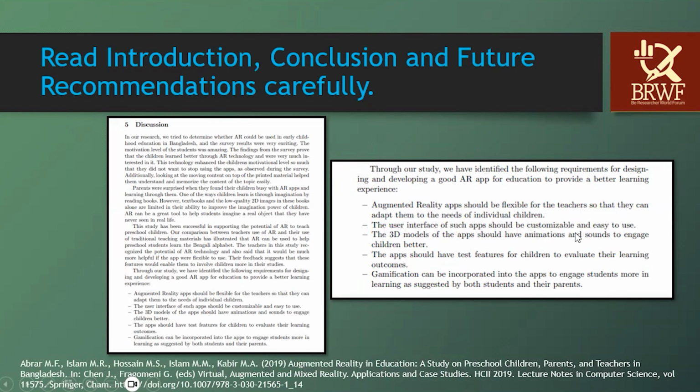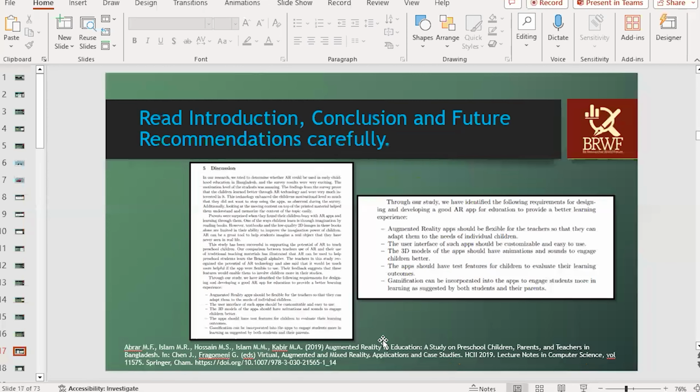The interface was very complex, and the 3D models of the app should have animation and sounds to engage the children. We don't have sound, we had only animation at that time. The apps should have test features for children to evaluate the learning outcomes. We didn't have test features at that time, but we published another paper later where we also added the test features. Can you understand that, at the end of the paper?